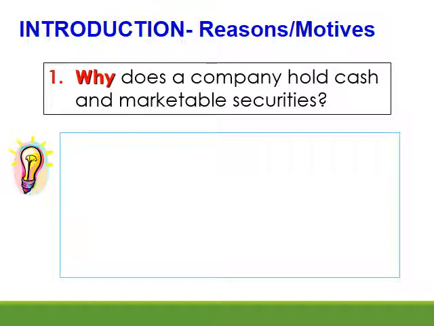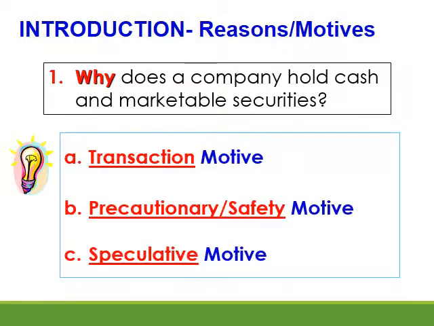First question: why does a company hold cash and marketable securities? There are three main motives. 1. Transaction motive. 2. Precautionary motive. 3. Speculative motive.